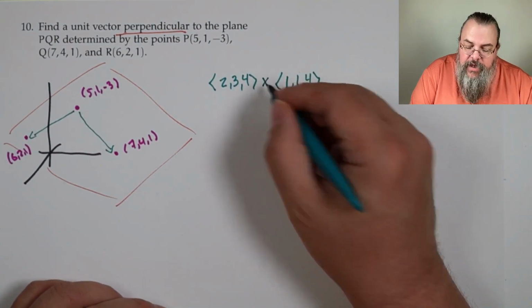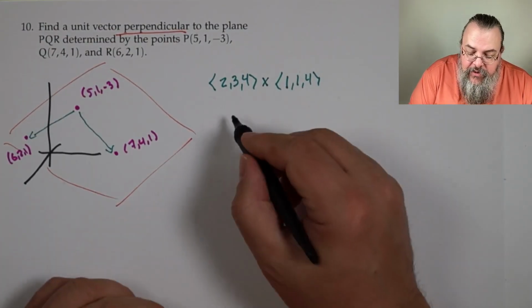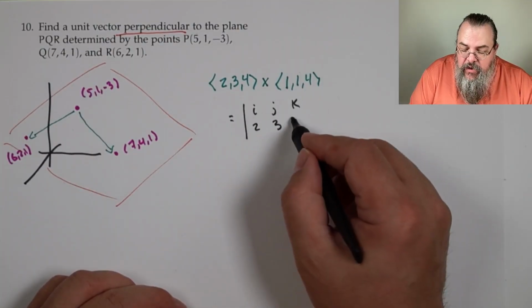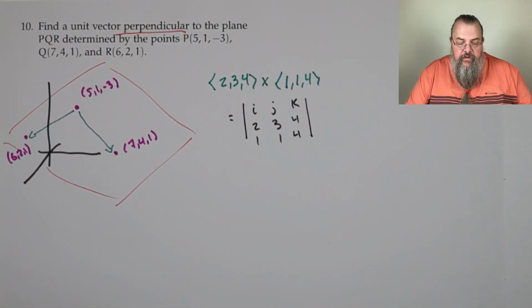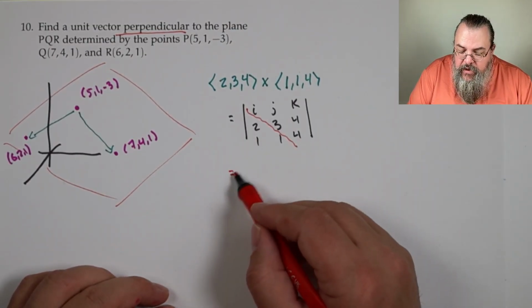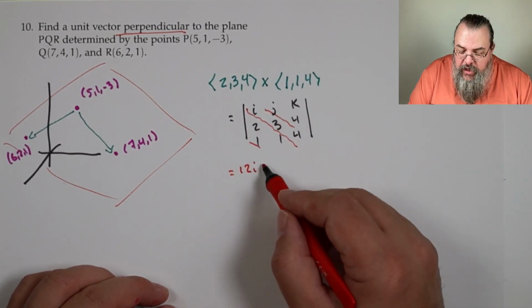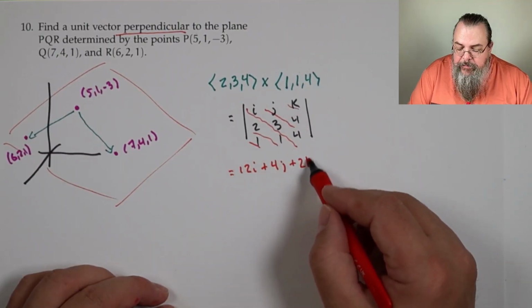And now we're forming the cross product. All right, so here we go. We write down our matrix, I, J, K, 2, 3, 4, 1, 1, 4. And we're going to do a bunch of diagonals. So going downhill, we have I times 3 times 4, 12I. J times 4 times 1, 4J. K times 2 times 1, 2K.